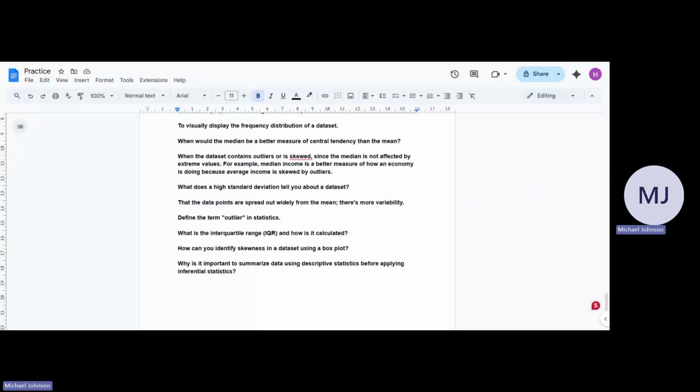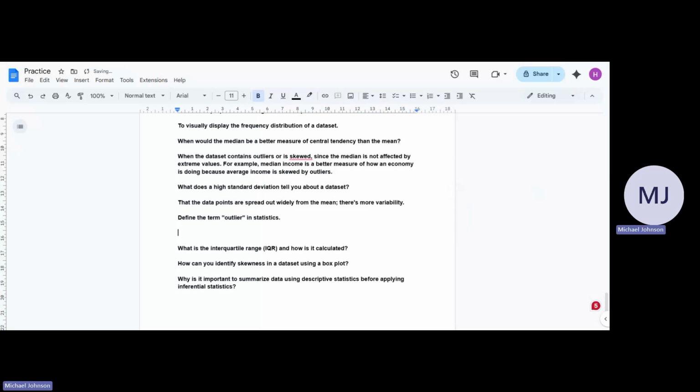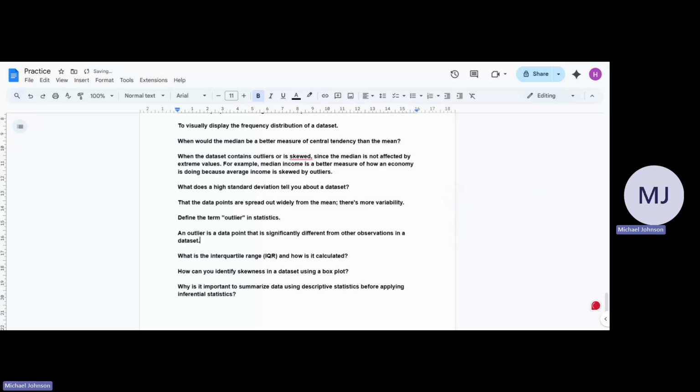So define the term outlier in statistics. An outlier is a data point that is significantly different from other observations in the data set.